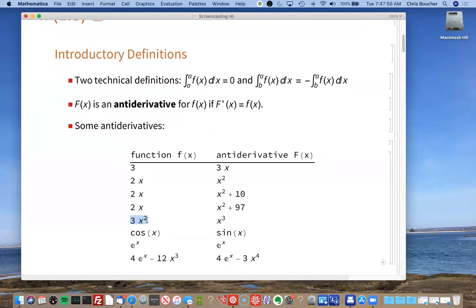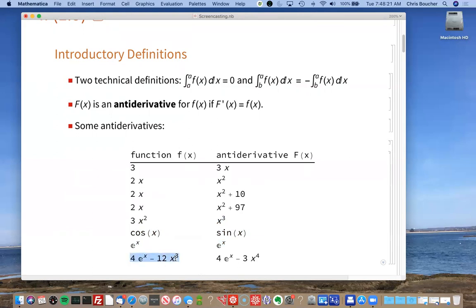A few more examples. The function's 3x squared. The antiderivative is x cubed, right? What's a function whose derivative is 3x squared? Again, we can come up with that just from experience. Function whose derivative is cosine would be sine, right? Derivative of sine is cosine. Function whose derivative is the exponential function is itself, right? It's its own derivative, so it's its own antiderivative.